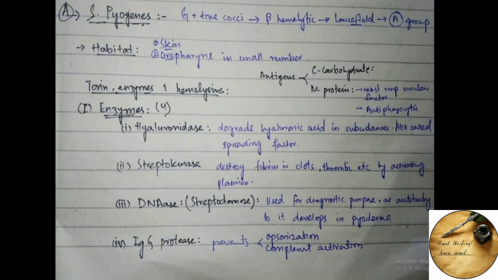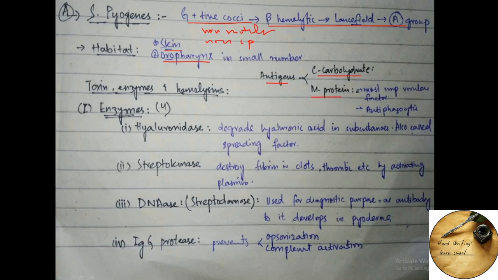Streptococcus pyogenes is a gram-positive cocci, and as I already said, it is beta hemolytic, and according to the Lancefield classification, it belongs to group A. They have the same characteristics as Streptococcus: they are non-motile and non-spore forming. The habitat in which Streptococcus pyogenes lives is skin and oropharynx. Two important antigens are C carbohydrate and the M protein.